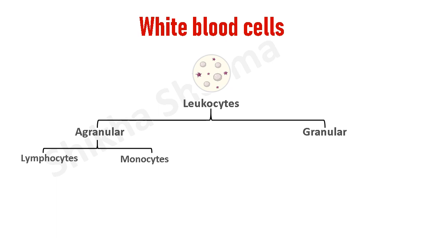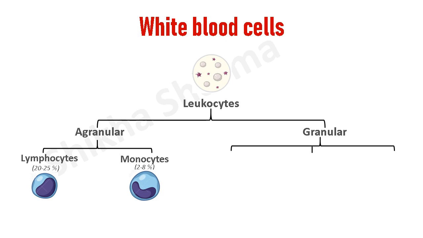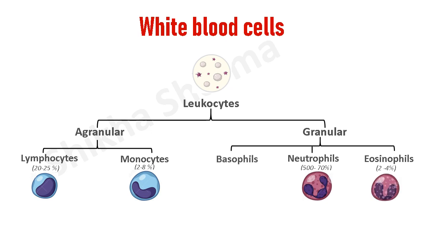Monocytes make up anywhere between 2 and 8% of all leukocytes in the blood. Lymphocytes are the second most common leukocyte at 20 to 25% of total leukocytes. There are 3 types of granular leukocytes. Neutrophils are the most common type of leukocytes. They make up 50 to 70% of human leukocyte counts. Eosinophils make up about 2 to 4% of your total leukocyte count. Basophils are the rarest type of leukocytes, making up less than 1% of your total leukocyte count.